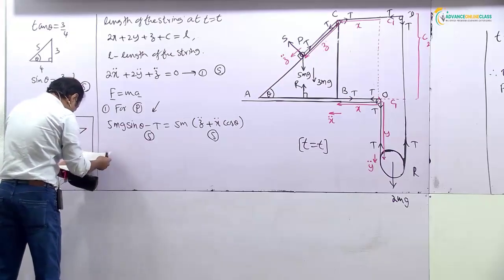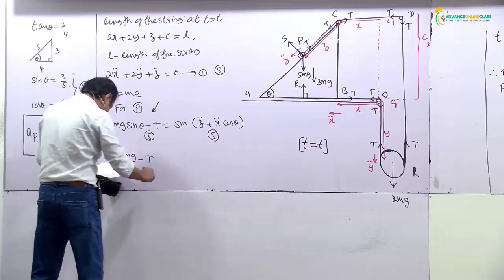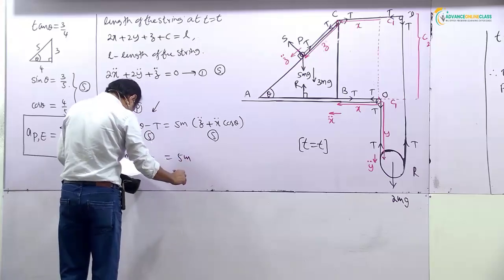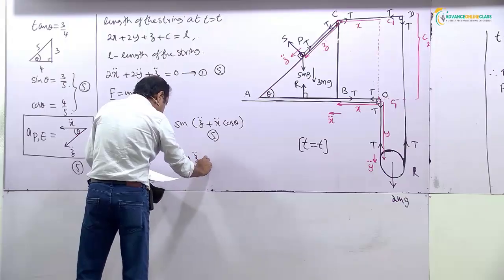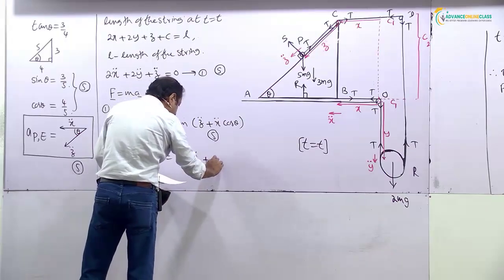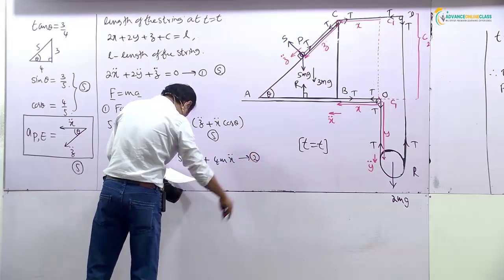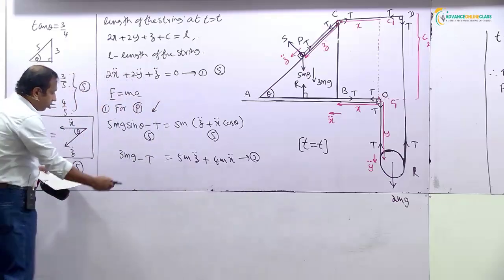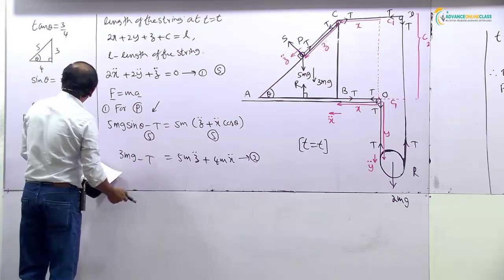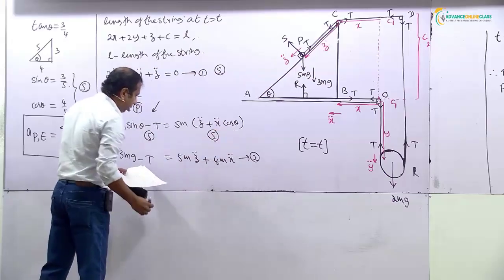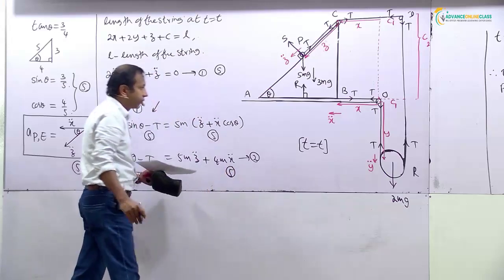Then we get this way 3mg minus T equals 5m times z double dot plus 4m x double dot. This is number 2. Okay. This we got by substituting sin theta 3 by 5 and cos theta 4 by 5. Then for this we get 5 marks. Right.